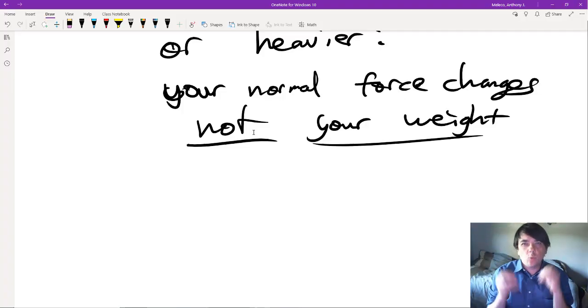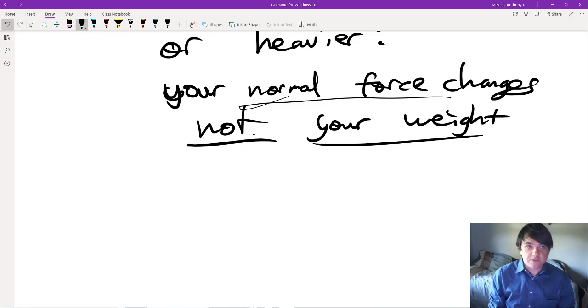But your actual weight, your physical weight, m and g, aren't changing. You're still on Earth, so gravity's still the same. Your mass is still the same. The only thing that changes is your normal force. And this is what a scale records. Okay? That's why you feel weightless.